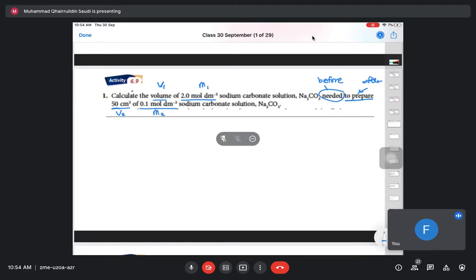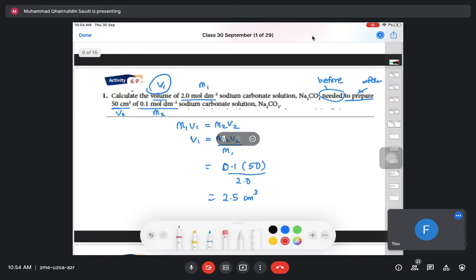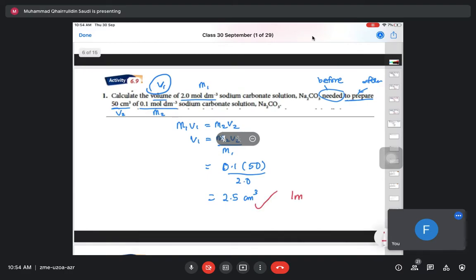Straight into the formula, we want to find our V1. So V1 is equal to M2 V2 divided by M1. M2 is 0.1 times 50 cm cube divided by 2.0. And your answer is 2.5 cm cube. Good. 1 mark. Next.